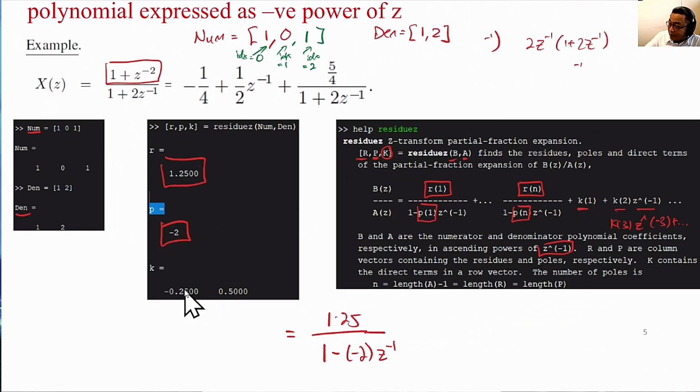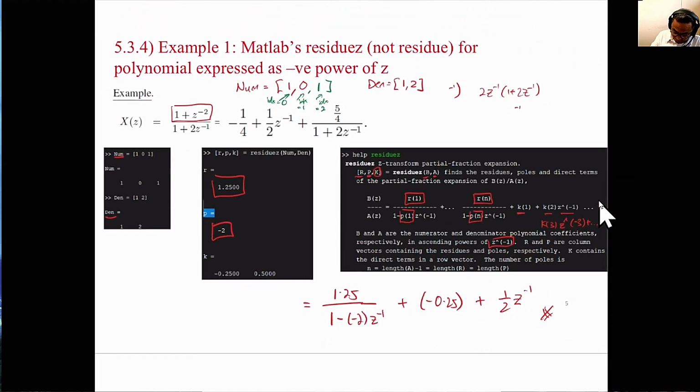Plus, what about K? K has two expressions. So plus, it will be minus 0.25. The first K has nothing. No, it's not some z. So the second K has plus half z minus 1. So this is the answer for X of z equals 1 plus z minus 2 over 1 plus 2z minus 2.